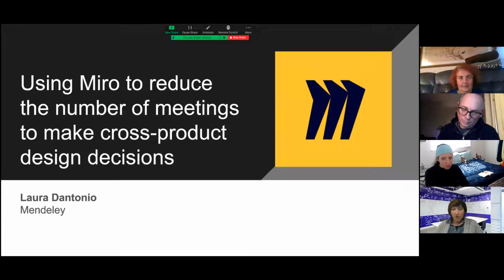What I would like to share with you today is an experiment that we did of collaboration. So as the title says, basically how we use Miro to reduce the number of meetings to make the product design decision. And I'm going to have a demo of what Miro looks like in case you haven't used it before, so that it would be a demo session as well. But first of all, I want to clarify what I mean by cross-product design decision.